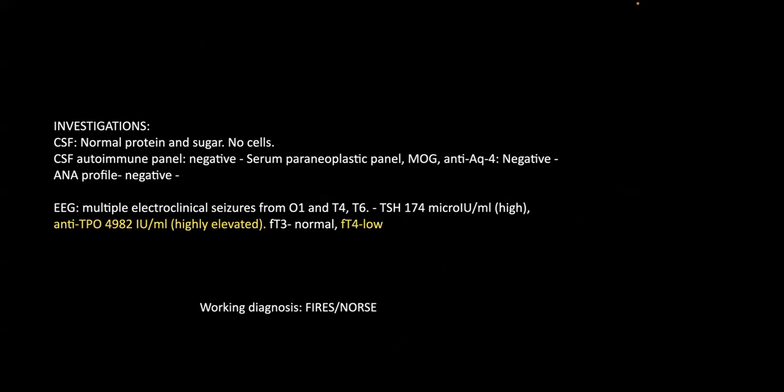And is your TPO kit standardized for CSF also? No, it is also only a blood test. Yeah, so we discussed with our biochemistry team. They told us this is not standardized, but if you want to get it done, we just wanted to get an idea, because some patients in the literature have been reported to have positivity, though it is not very specific.